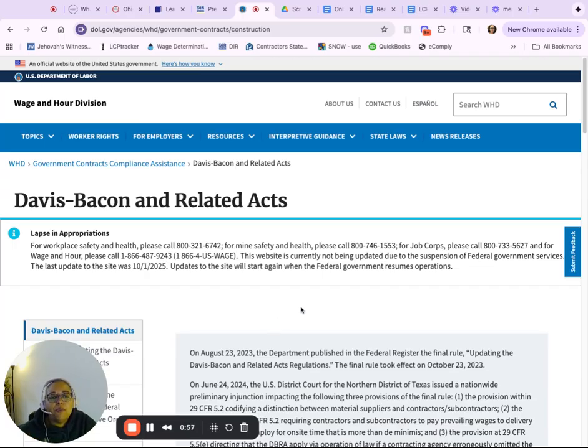Anywho, this is going to be a primary resource hub for all federal labor complaints, including wage determinations, compliance guides, and something called a WH-347. It's a payroll form that's specific to federal projects. If you bookmark this exact section of the page, at the top it says DOL.gov/agencies/WHD/government-contracts/construction. That will save you a ton of time because then you don't have to search throughout this website for what you're looking for.